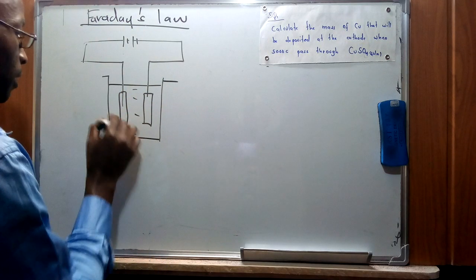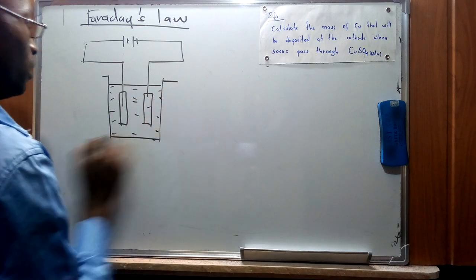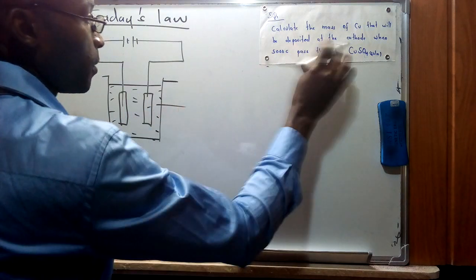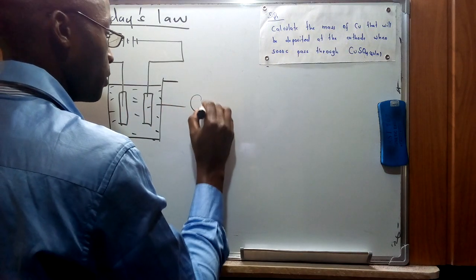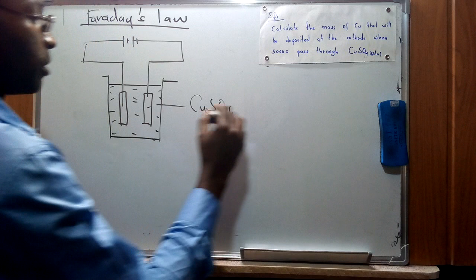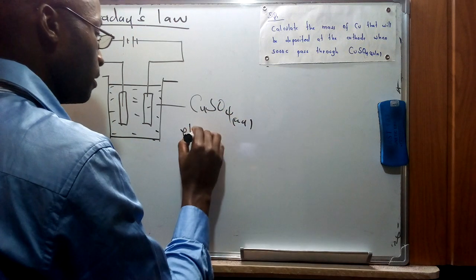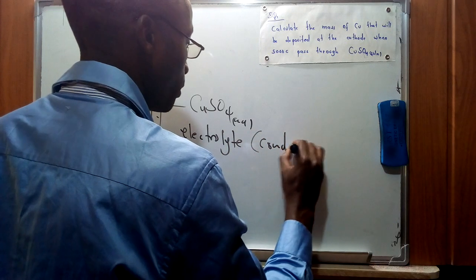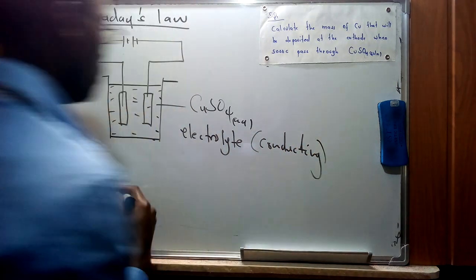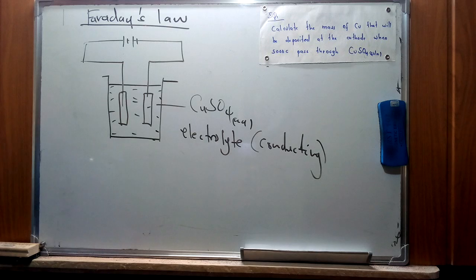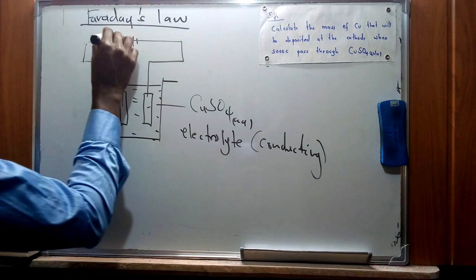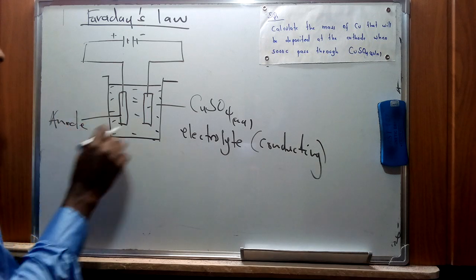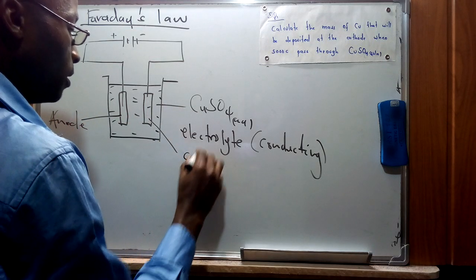Whenever we are having an electrolysis process, we have this specific illustration, and this process is taking place in a solution of copper sulfate. This solution we refer to as an electrolyte. Basically, an electrolyte is a conducting solution that we use in this specific experiment. Now, the positive side we call the anode, while the negative plate we call the cathode.